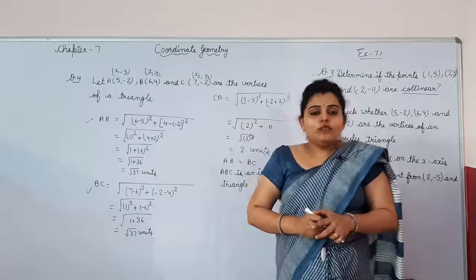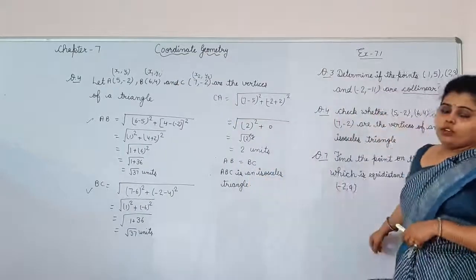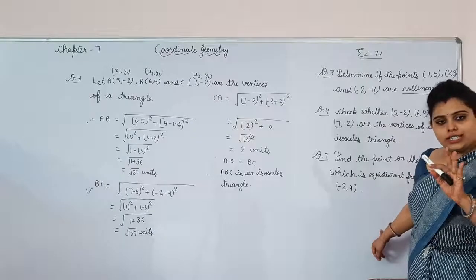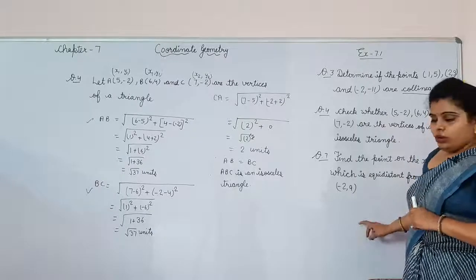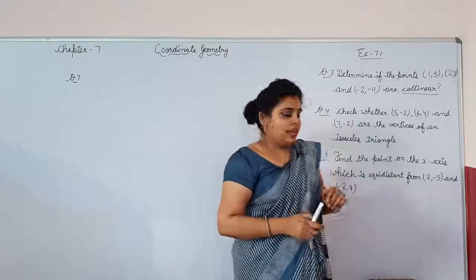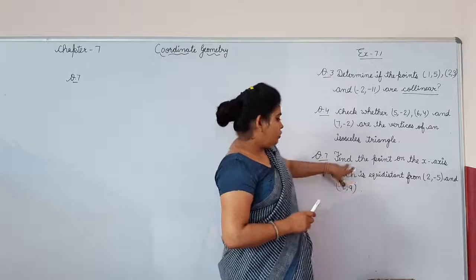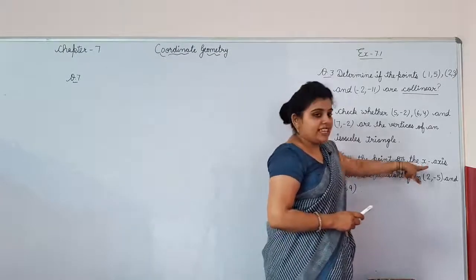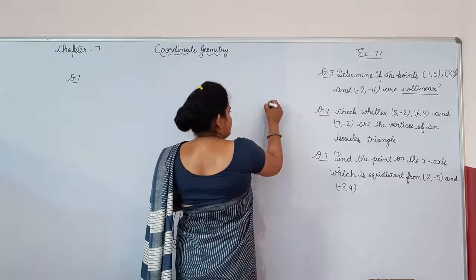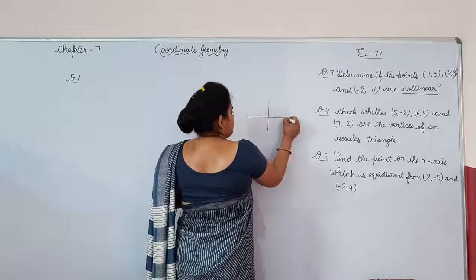Now first of all we will do question number 7. We will do question number 5 and 6 after this. So look at this question, question number 7. What do you have to find? Find the point on the x axis. आपको x axis पे point find out करना है.